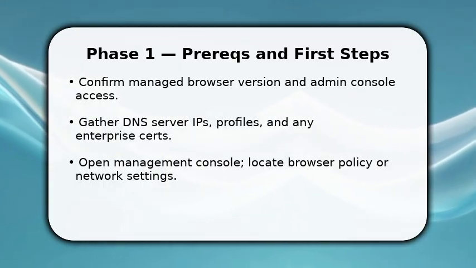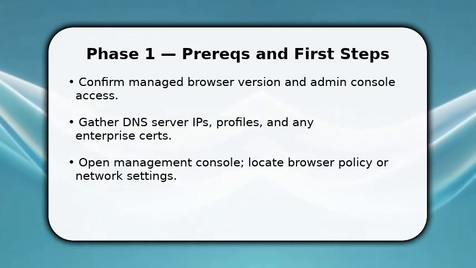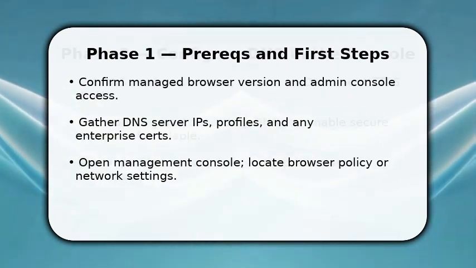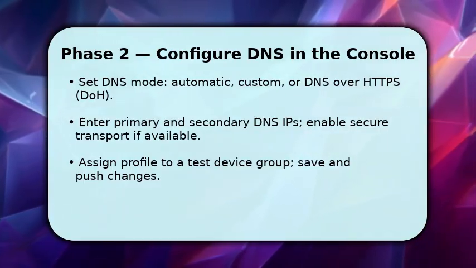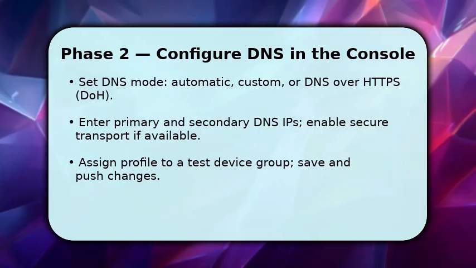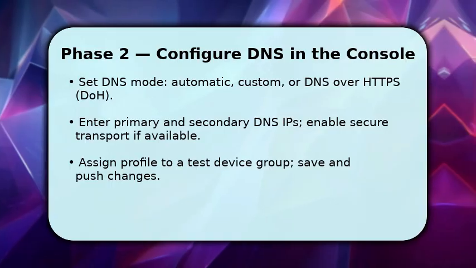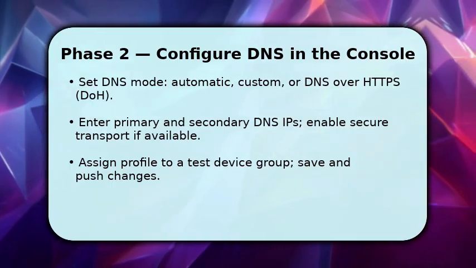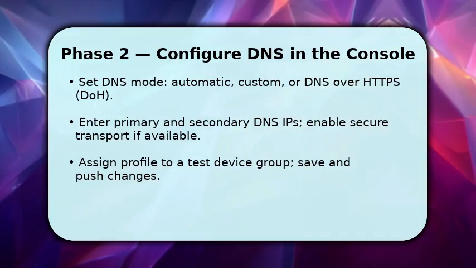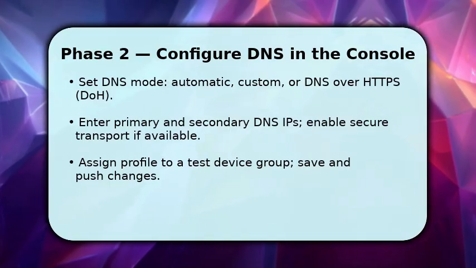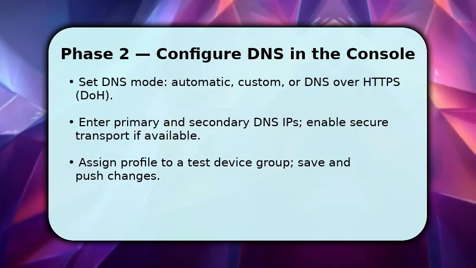Then create or select a configuration profile so you can apply DNS settings to a test group immediately. Next, you choose the DNS mode: automatic, custom, or DNS over HTTPS, depending on policy goals. Enter primary and secondary DNS IP addresses and enable DoH or DNS over TLS if the browser and network support it. This secures queries. Configure downtime fallback and add enterprise certs when using intercepting proxies.